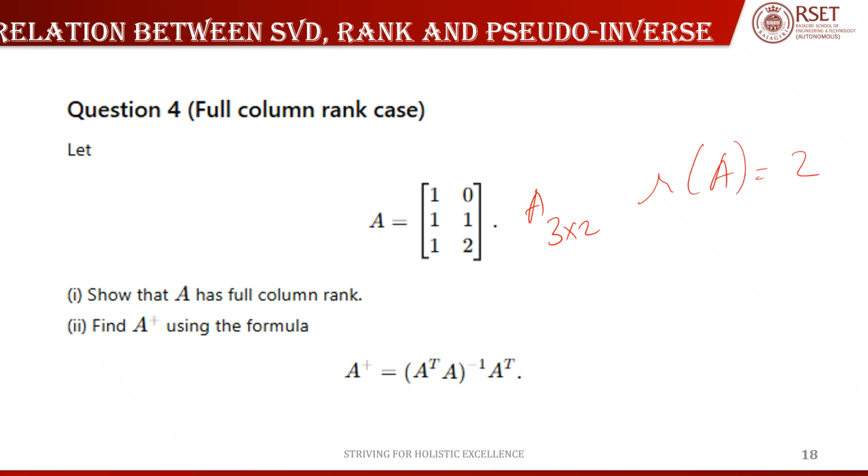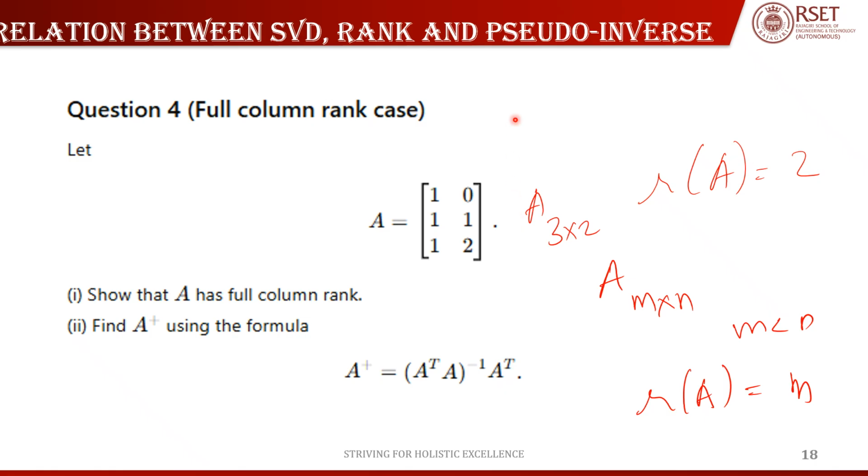Okay, for a random m by n matrix, if m is less than n, the maximum possible rank of A is m. The smaller value is the maximum possible rank, and since here A is 3 by 2, the maximum possible rank of A is 2. So we have to prove that A has full column rank, in the sense that the rank of A is equal to 2.